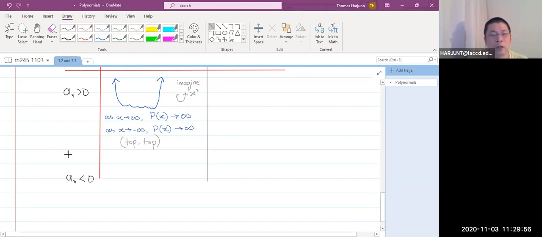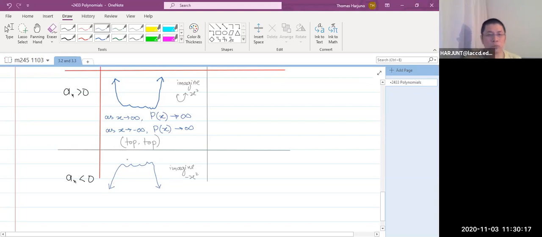What happens if the leading coefficient is negative instead? Then you will imagine negative x squared. It will come from negative infinity. We don't know what happened in the middle. Then you go down to negative infinity. Okay, so formally, as x goes very far to the right, the graph will go to negative infinity. When x goes very far to the left, the polynomial will go to negative infinity as well.